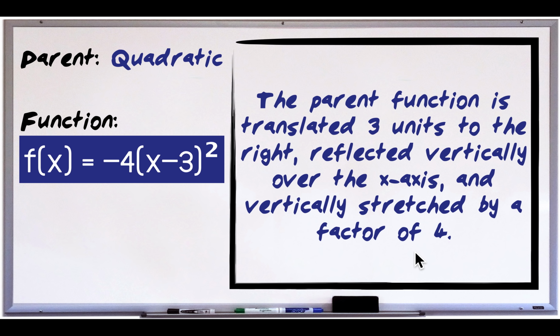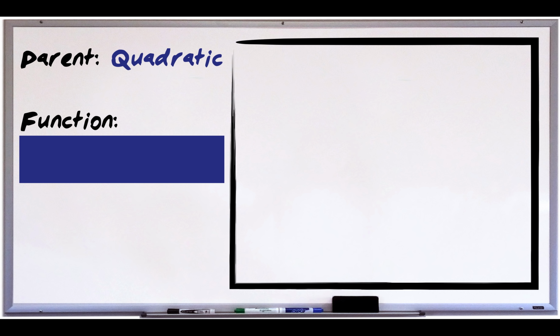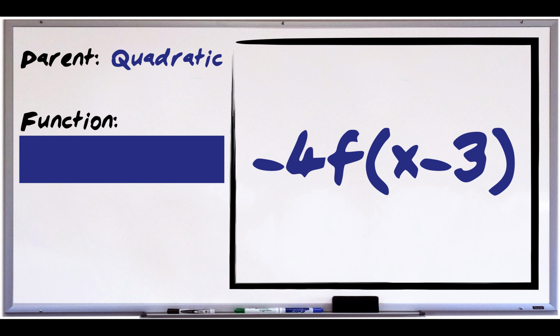Today, our goal is to determine what that short, quick, concise language is that they use, and what it tells us. So first, just keep in mind on the right-hand side, there was that nice big paragraph: 3 units to the right, reflected vertically over the x-axis, and vertically stretched by a factor of 4. Mathematicians, though, would not do that. Here's what they would do. They would say, hey, the parent function is quadratic, and here is the transformation that it follows. Using that transformation, can you determine what the function would be?